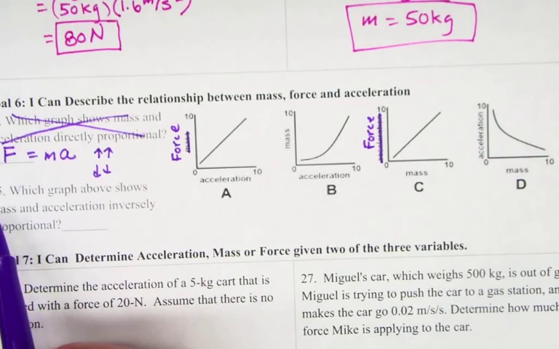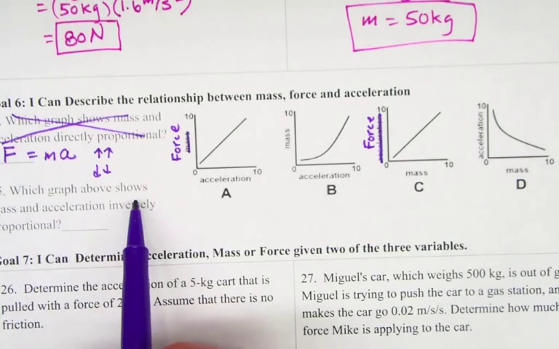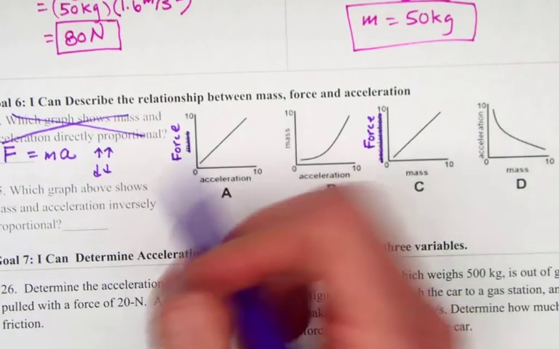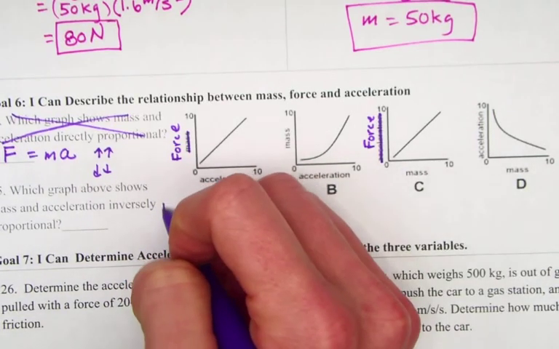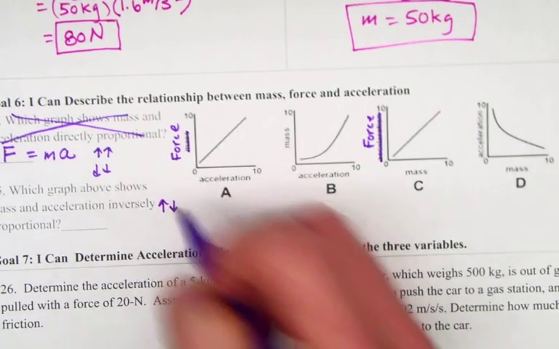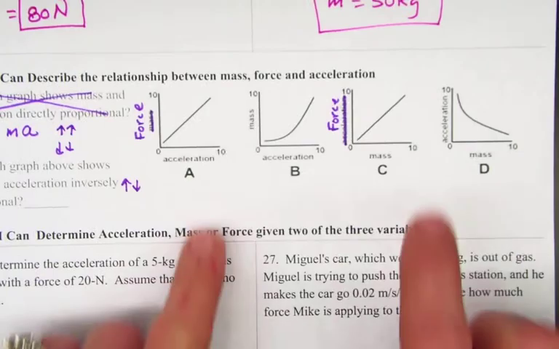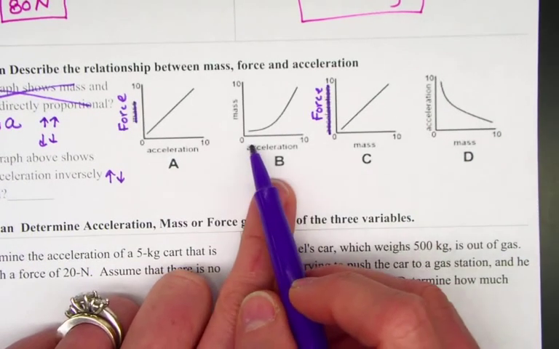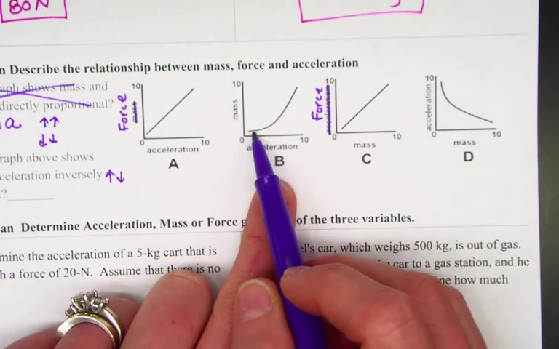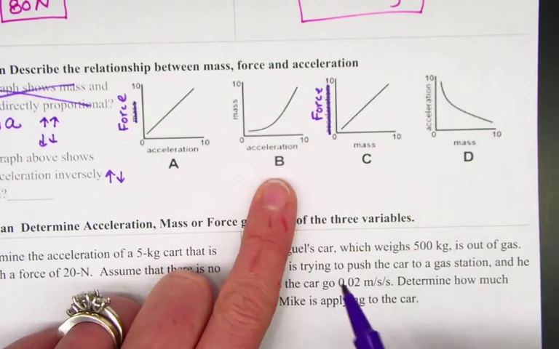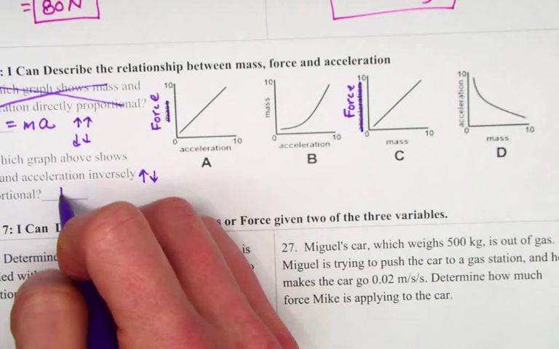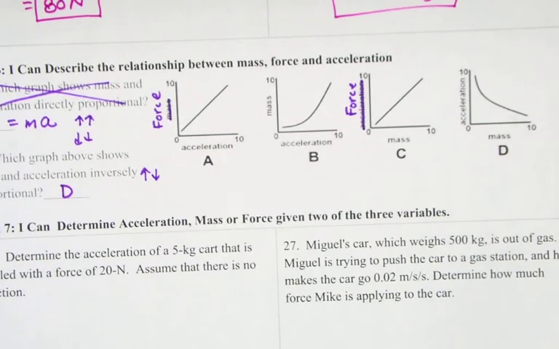So for 25 here, we have which graph above shows mass and acceleration being inversely proportional. And what that means is as one increases, the other one is decreasing, right? So we changed A and C, so let's take a look at B and D. Here for B, acceleration is increasing, but then the mass is also, so that's not going to work. So the only graph we can have here, that inverse relationship, is going to be for D.